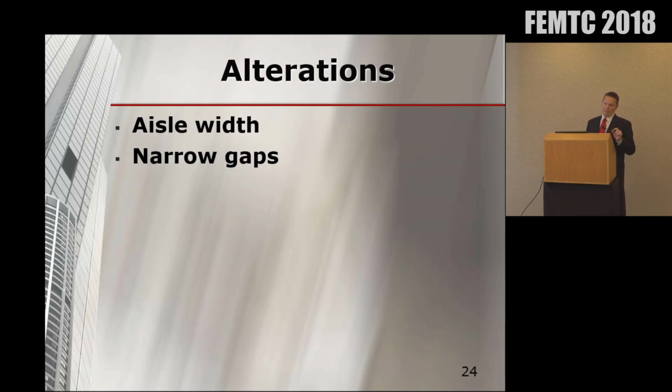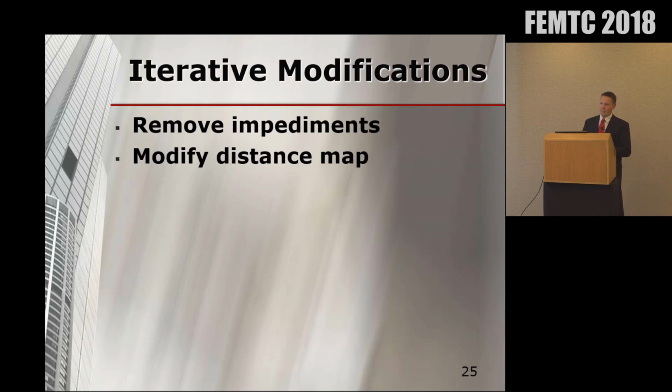Places where alterations are appropriate, similar to the presentation earlier: aisle width can be a challenge in Simulex. People don't sidestep, they want to walk perpendicular. And then narrow gaps can also create places where occupants get stuck. And then the iterative modifications are things that the designer would discover as they work through the modeling process and start to realize how the occupants are behaving according to the way that Simulex commands them. And so you can start to modify the distance map.